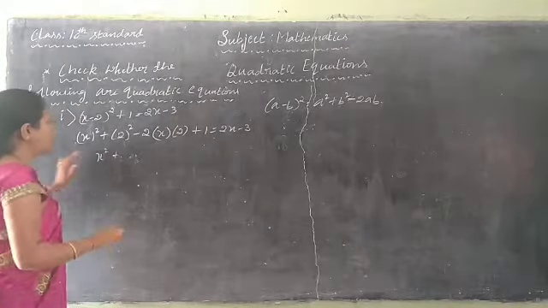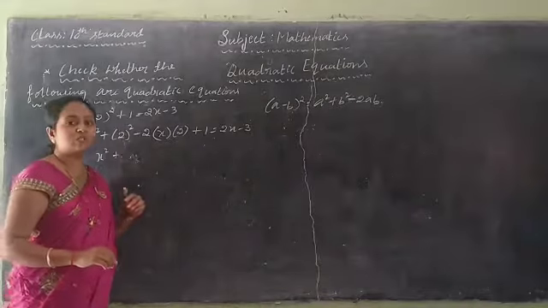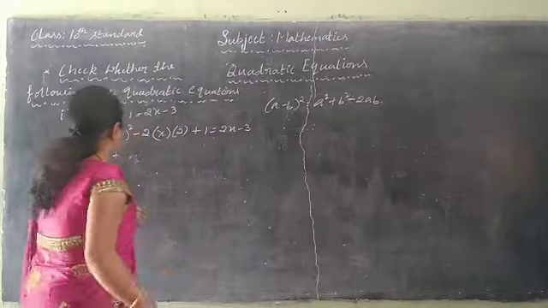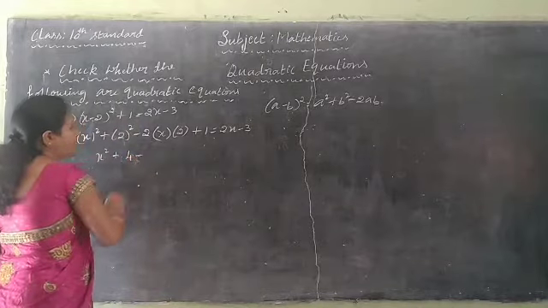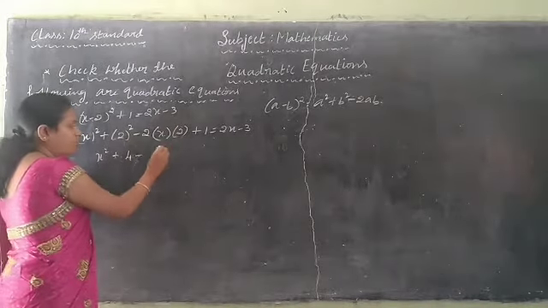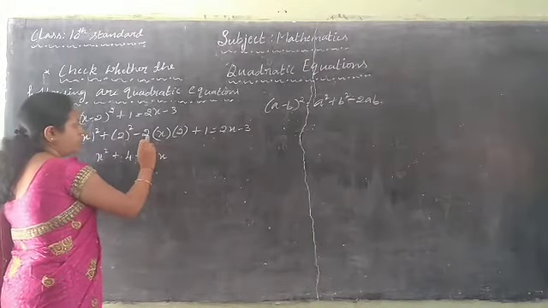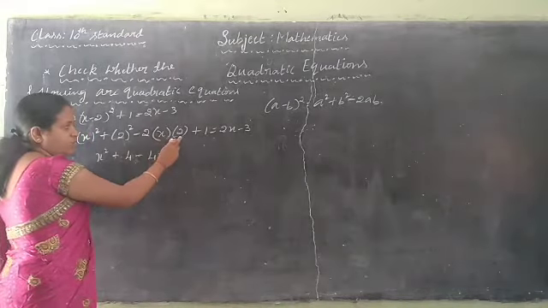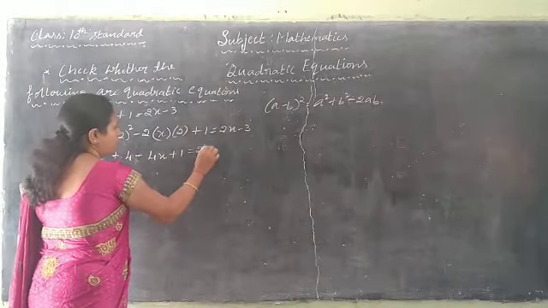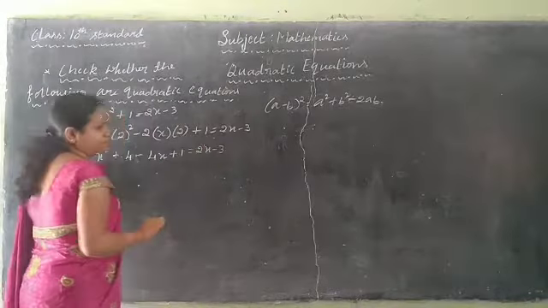Right, like that only. 2 square means 2 2s. What is the square of 2, children? 4. 4 minus 2 into x, 2x. 2x into 2, 4x. 2 into x, 2x, children. 2x into 2, 4x. Plus 1 is equal to 2x minus 3.